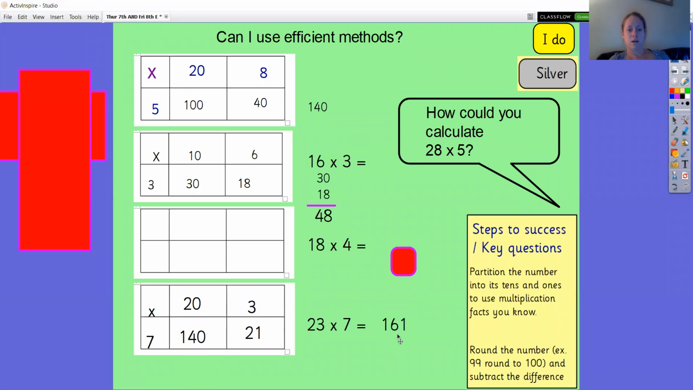So it doesn't really matter if you write a column addition out or not, depending on whether you need to. Okay, so I hope those make sense, and obviously you would have done the same for that one too.